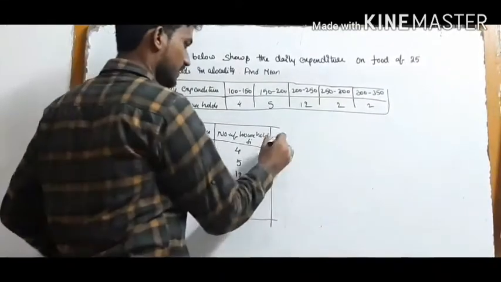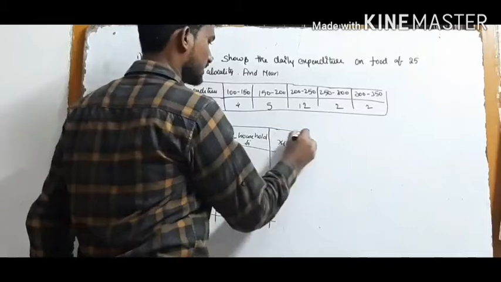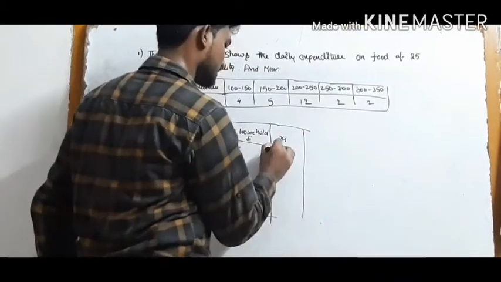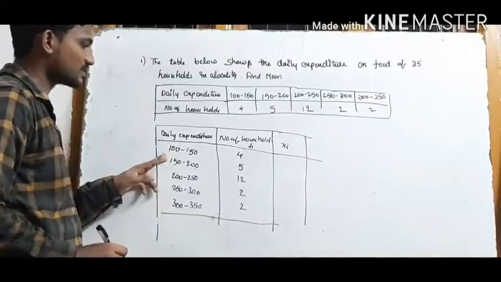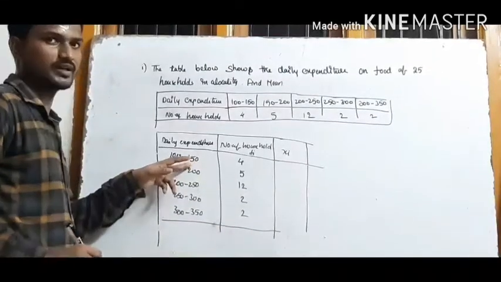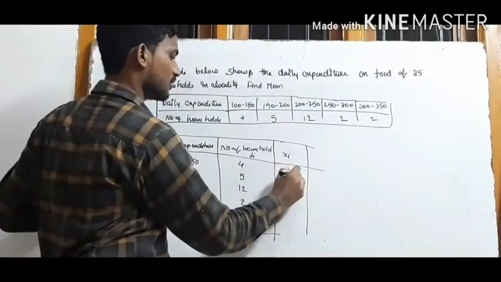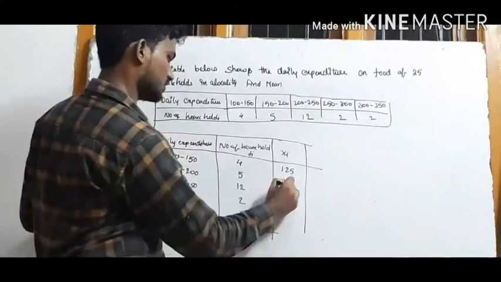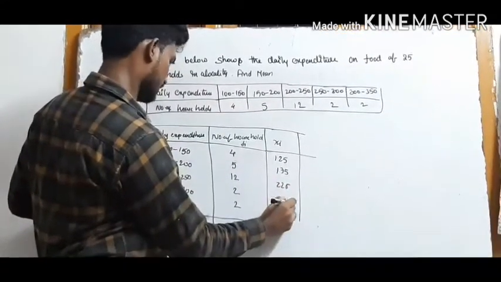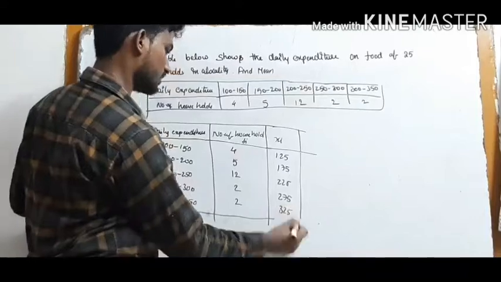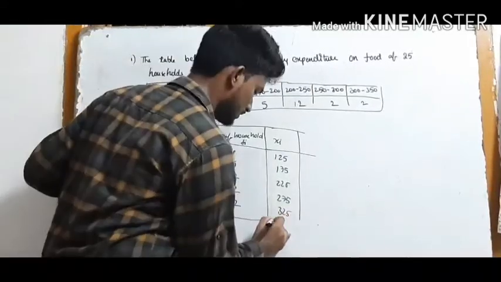Then we want to find Xi. This is the class marks. It is the middle of these class intervals. For 100 to 150, the middle element is 125. In the others, it is 175, 225, 275, 325. This is the middle of each class.